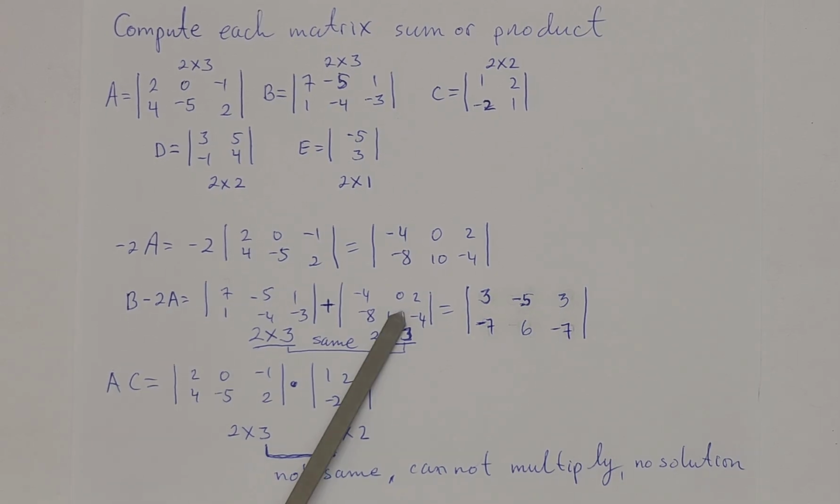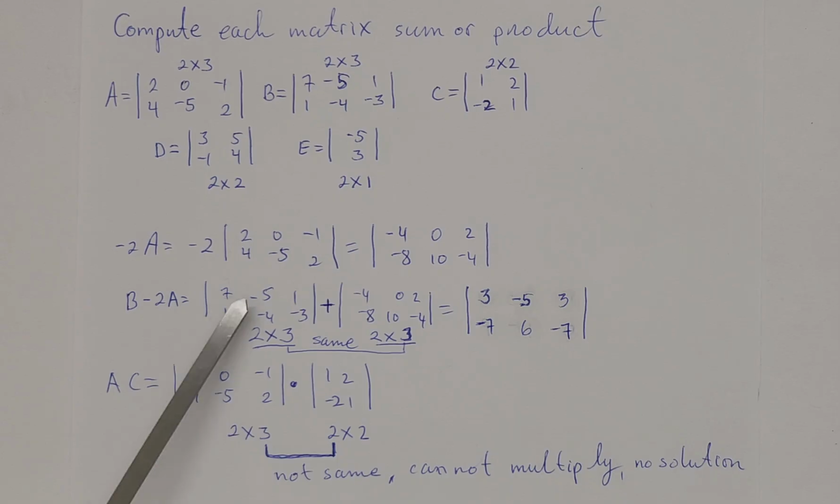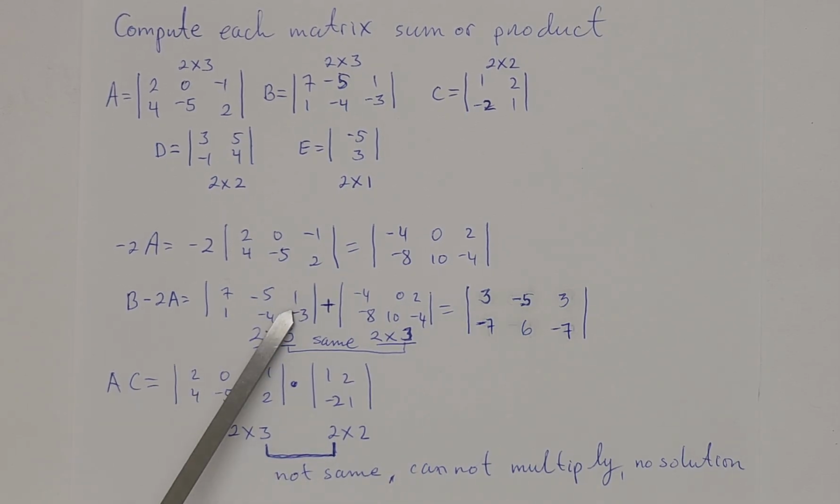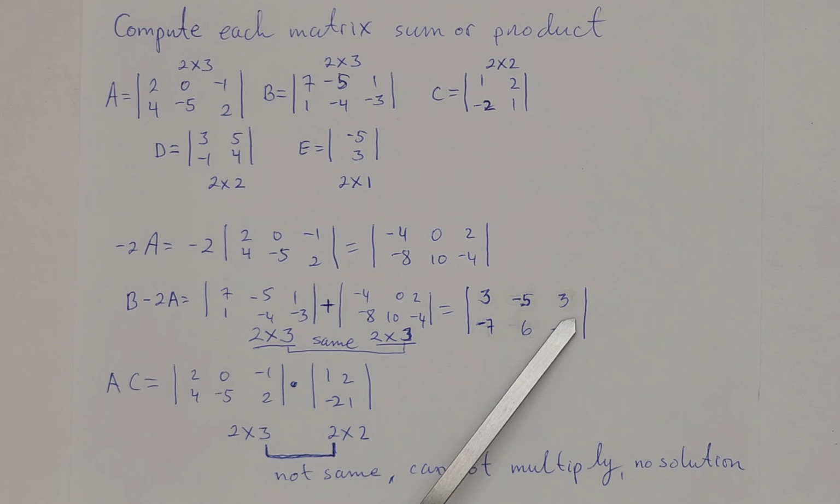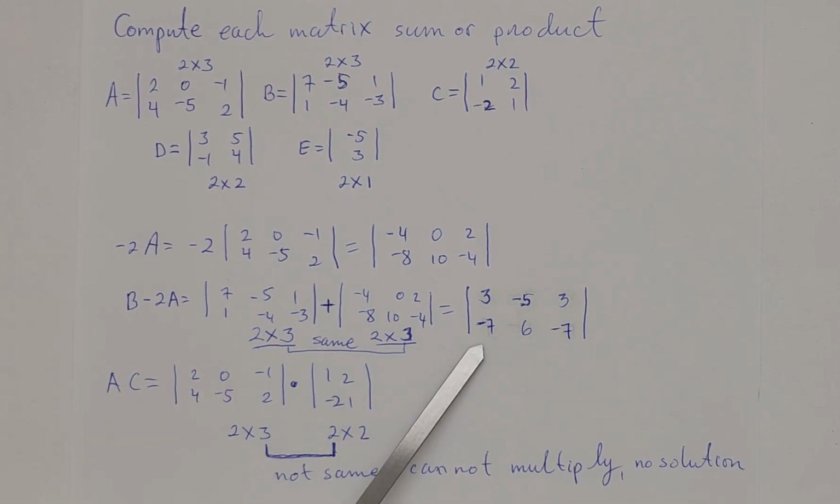So now we just add across. So 7 minus 4, 3, negative 5 plus 0, negative 5, 1 plus 2, 3, 1 plus negative 8, negative 7, negative 4 plus 10, positive 6, negative 3 plus negative 4, negative 7.